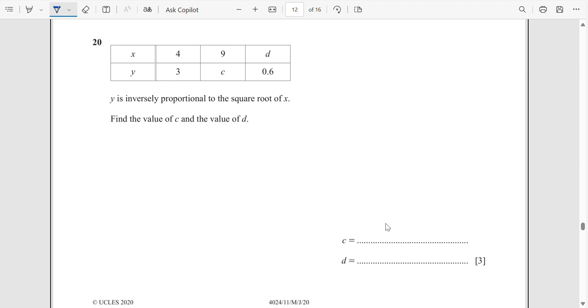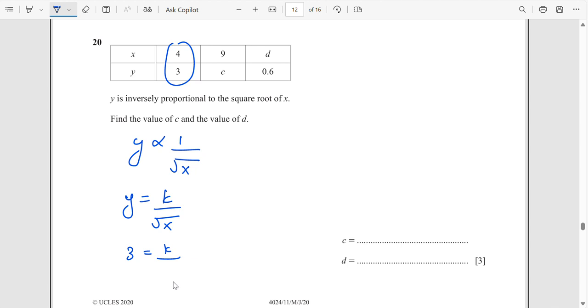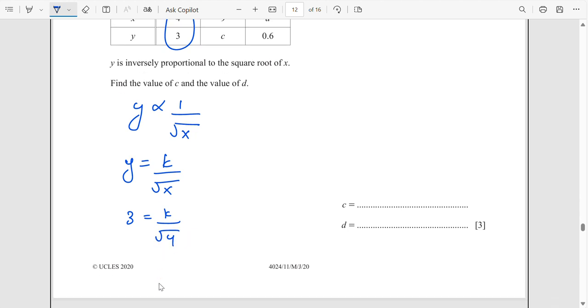Y is inversely proportional to the square root of x. This can be written as y is equal to k over the square root of x, where k is a constant. So we need to find the value of c and d. So first let's find the value of k. Over here we have these. So when y is 3, x is 4. So from here we'll get k as 6.